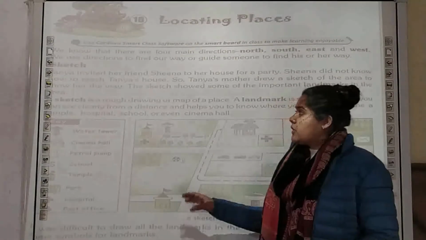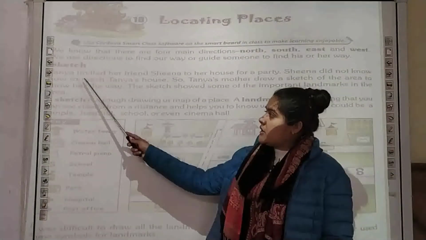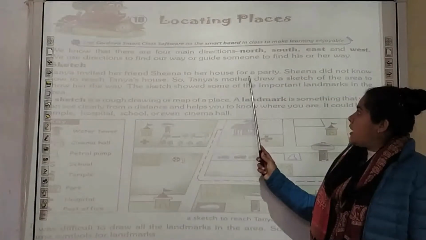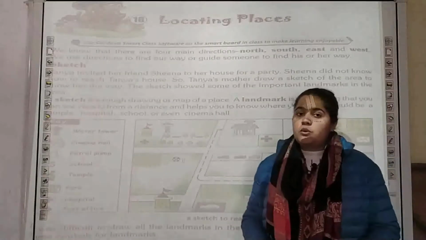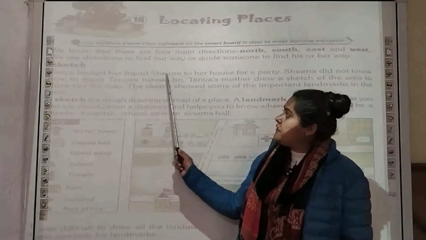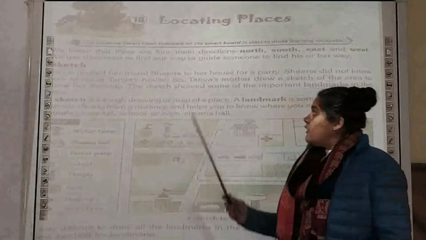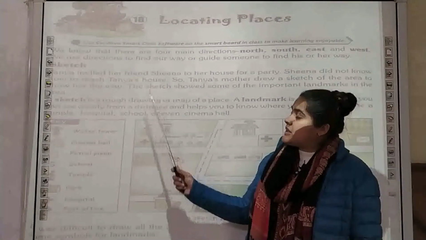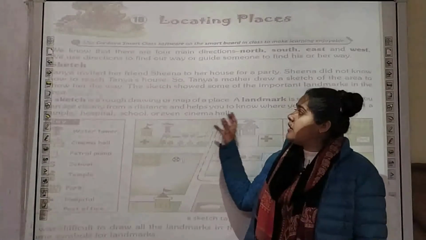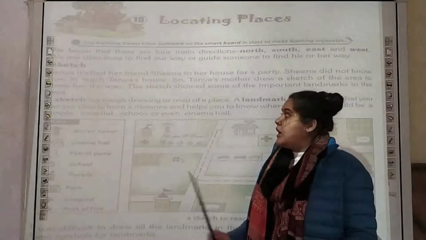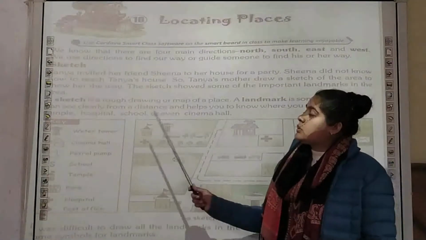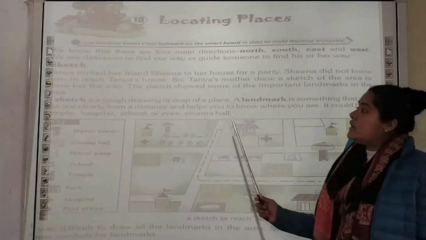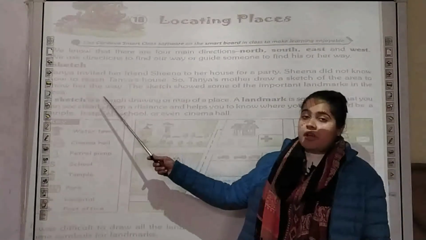So in this story you can see that Tanya is one girl and she invited her friend Sheena to her home, her house for a party. So who is inviting whom here? Tanya is inviting her friend Sheena to her home for a party, but Sheena did not know how to reach Tanya's home. She doesn't know the way. So in that case, what happened? Students, Tanya's mother drew a sketch to help Sheena find Tanya's home.